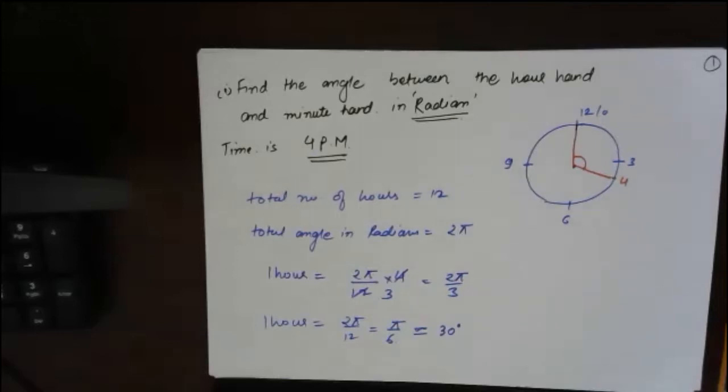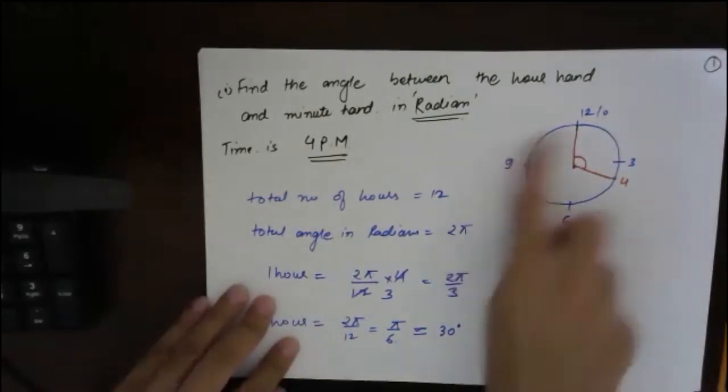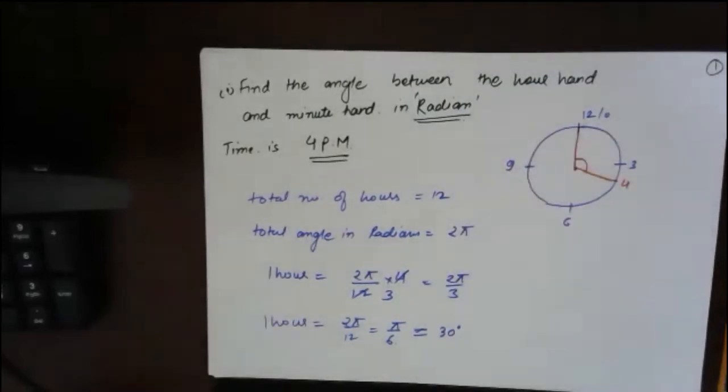No, 360 degrees is 2 pi. 180 degrees is only pi, okay? This is the first question. Okay, fine, very good.